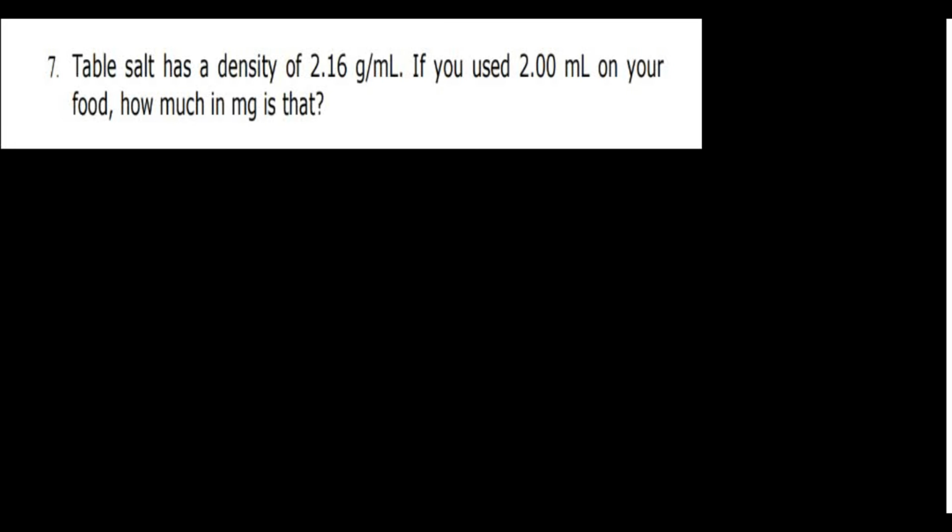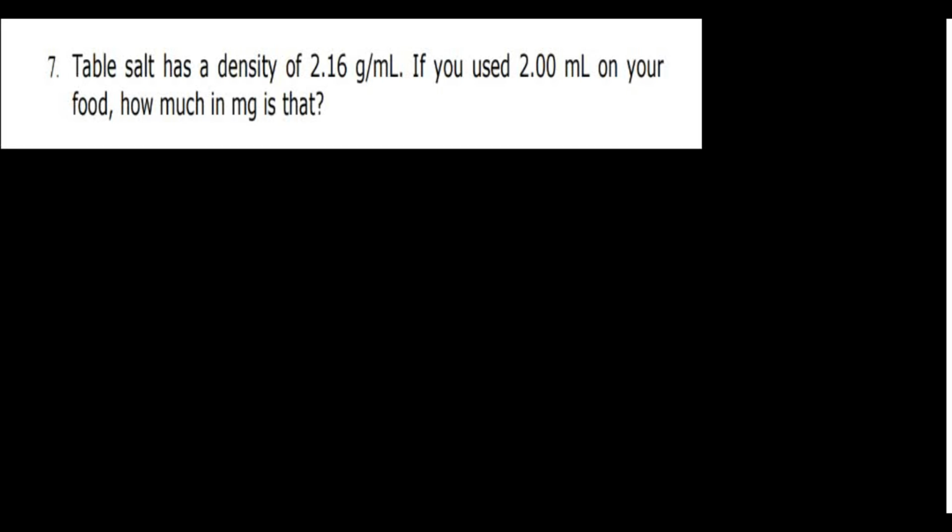Okay, so we have question 7. Question 7 is saying table salt has a density of 2.16 grams per milliliter. If you use 2.00 mils on your food, how much is that in milligrams? So what we need to do here is first find the mass, which is going to be in grams. Then we are going to convert that mass into milligrams.